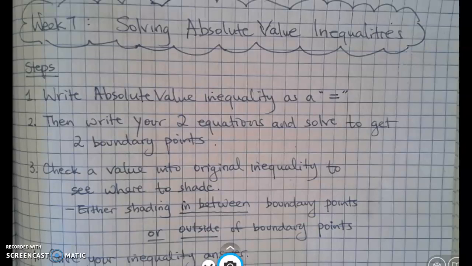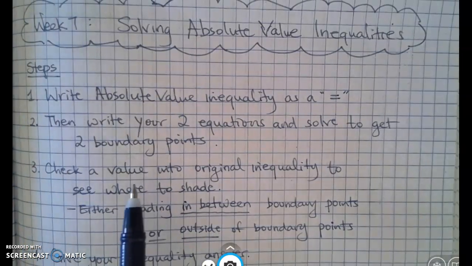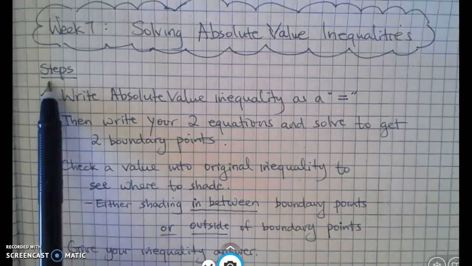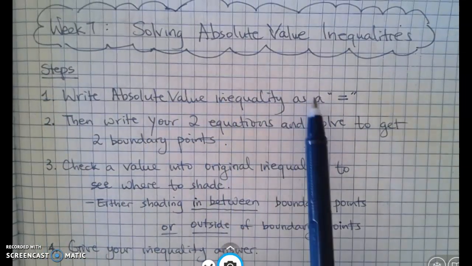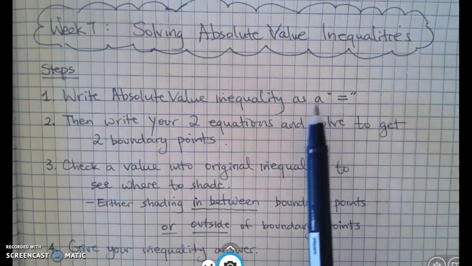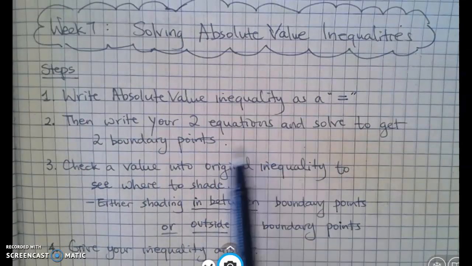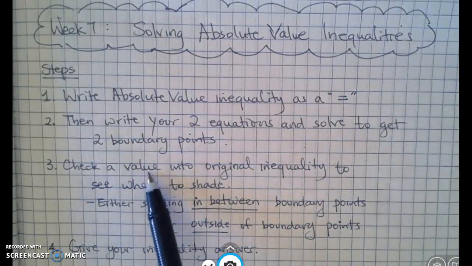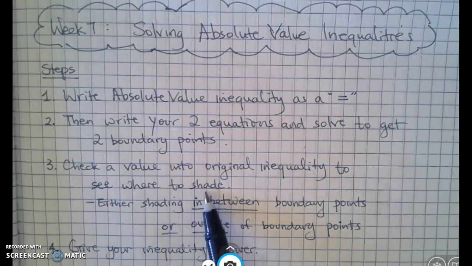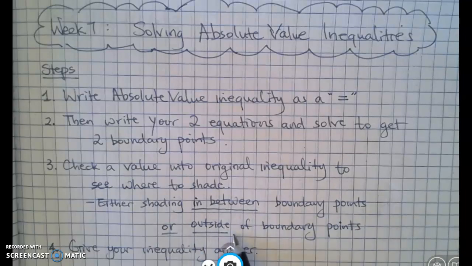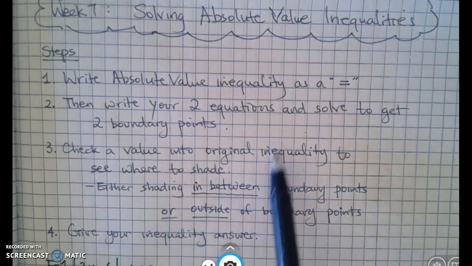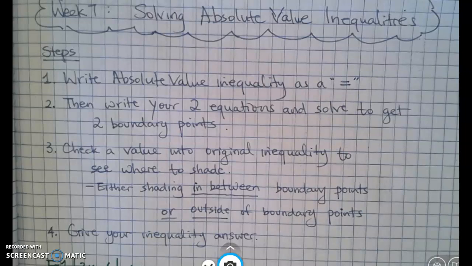To start off with, I am going to give you notes first. So here I have the steps outlined for you. Step 1, you write the absolute value inequality with an equal sign. Then write your two equations and solve to get the two boundary points and check a value into the original inequality to see where to shade, whether you're going to be shading in between the two boundary points or outside of the two boundary points, and then finally give your inequality answer. So at this point, please pause the video and take these notes down, and I am going to explain these steps as we go through the example.